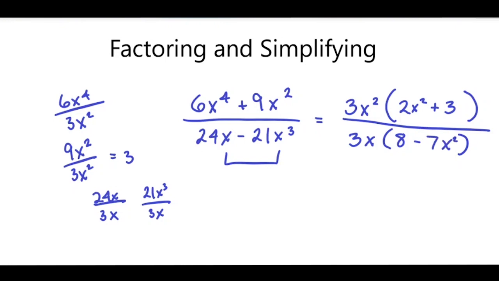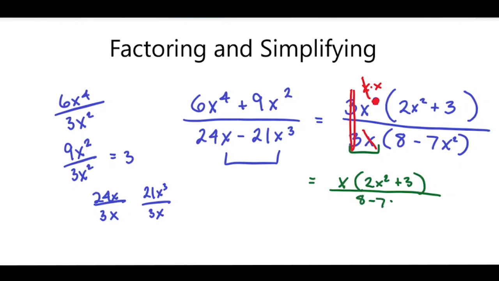All right, do we see anything here that we can cancel? Well, I notice that I have a 3 and a 3, so these 3's can cancel. I notice that I have x squared over x, so that makes this x times x. And then this 1x here cancels with one of the x's, so it's actually just going to be x to the first power. So that means that my answer will be x times 2x squared plus 3 over, well, the 3 and the x here totally canceled out, so the bottom is going to be 8 minus 7x squared.